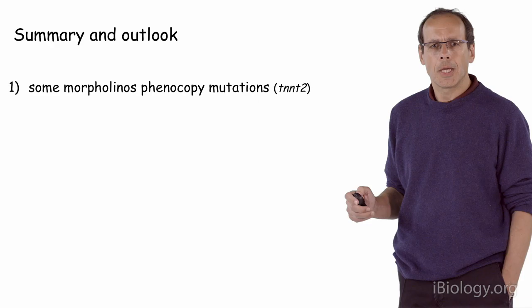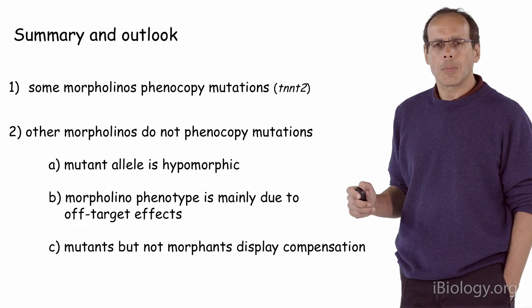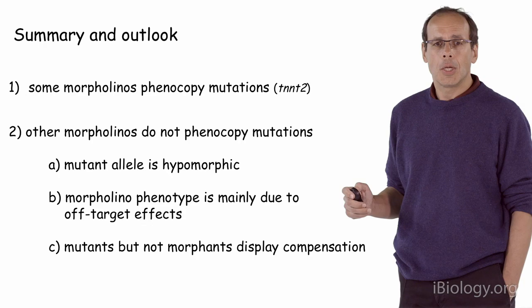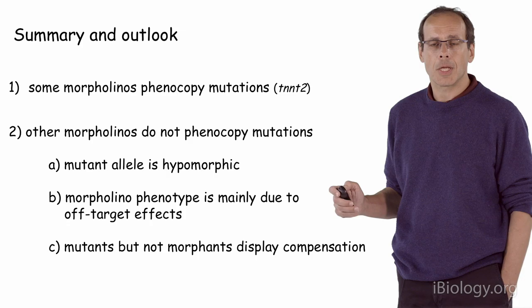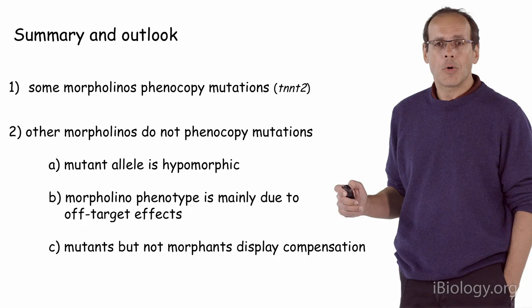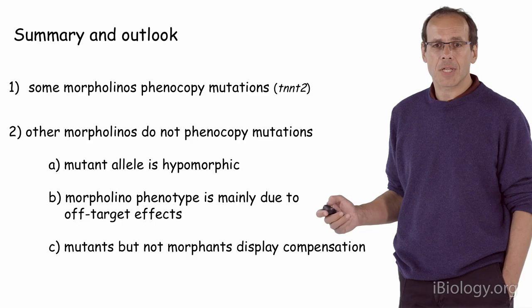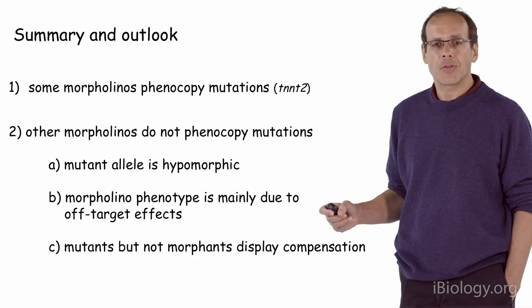There are other morpholinos that do not phenocopy mutations. So there are a number of possible explanations, including the fact that mutant alleles could be hypomorphic, and that certainly could be the case for many mutations that were induced in the 5' end of genes. There are going to be morpholinos that do cause a number of off-target effects, even if used at a relatively low dose. And then in some cases, for example, as we just observed with EGFL7, we're going to have compensation in the mutants, but not in the morphants.